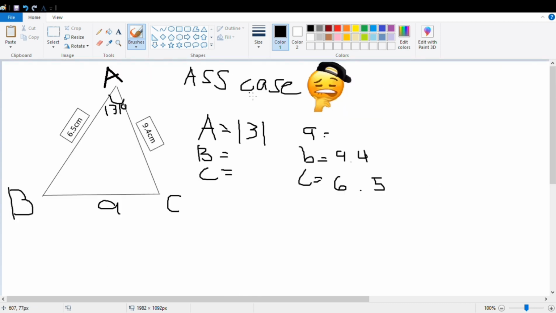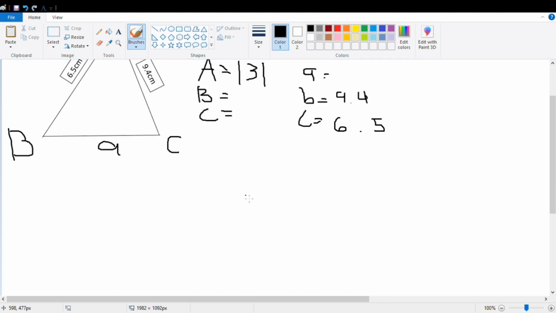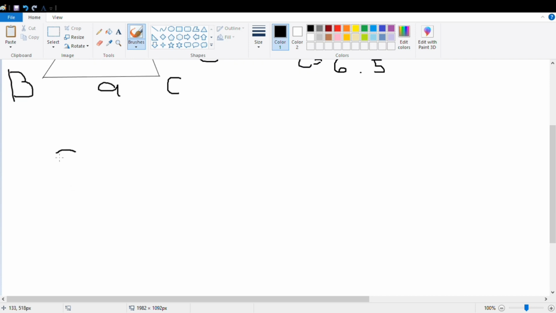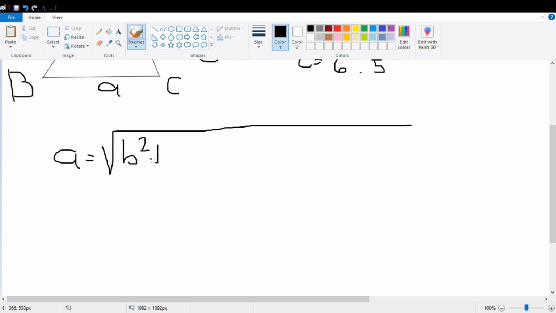Now, for the second case in which the law of cosines can be used. In this case, you are given one angle and two sides. This type of configuration is perfect for finding the final side using the law of cosines. The first thing we're gonna do is find the missing side, which is A. Now, the formula for side A is equal to the square root of B squared plus C squared minus 2BC cos A.